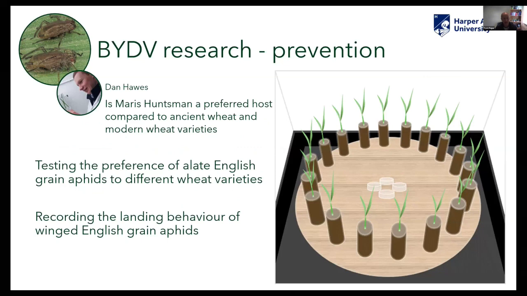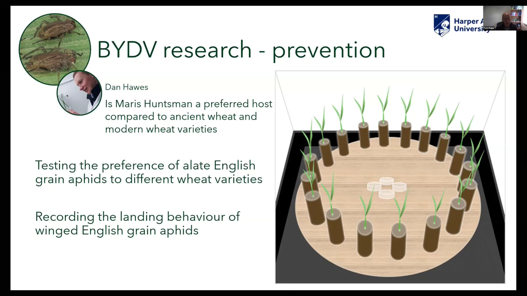wondered if Maris Huntsman is actually preferred to modern wheat varieties. Obviously, it's 40, 50 years ago since Maris Huntsman was being widely grown. How does Maris Huntsman stack up against modern wheat varieties? We have a perception that modern varieties are bred for yield and quality at the expense of susceptibility to crop pests. But was that true?